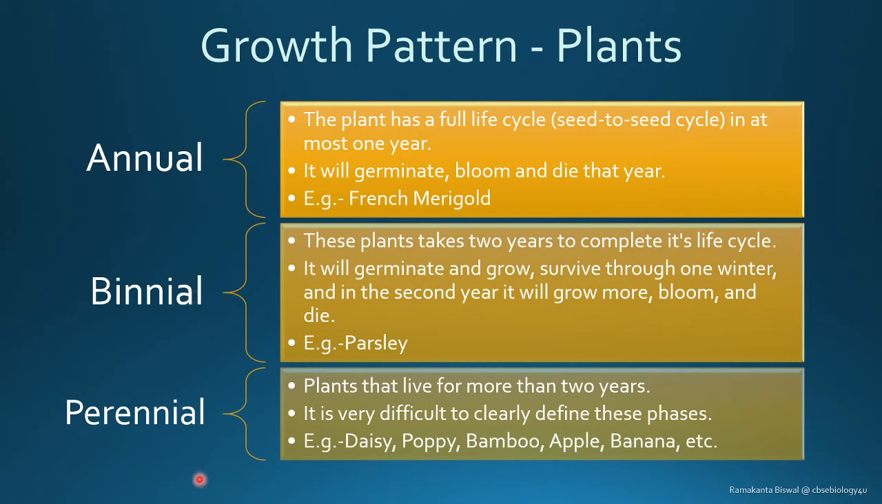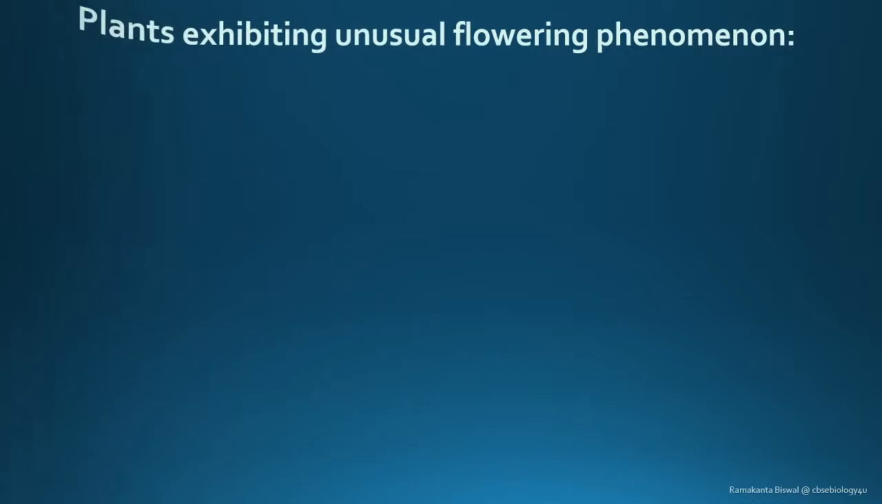Now the perennial plants, you see many of them here. For example, bamboo, apple, banana, daisy, poppy plant. These plants typically live for more than 2 years, that is typically 3 years or more. And it is typically difficult to clearly define the phases in them. Right? What phases? The vegetative phase and the reproductive phase. Typically, we cannot identify them in the case of perennial plants.